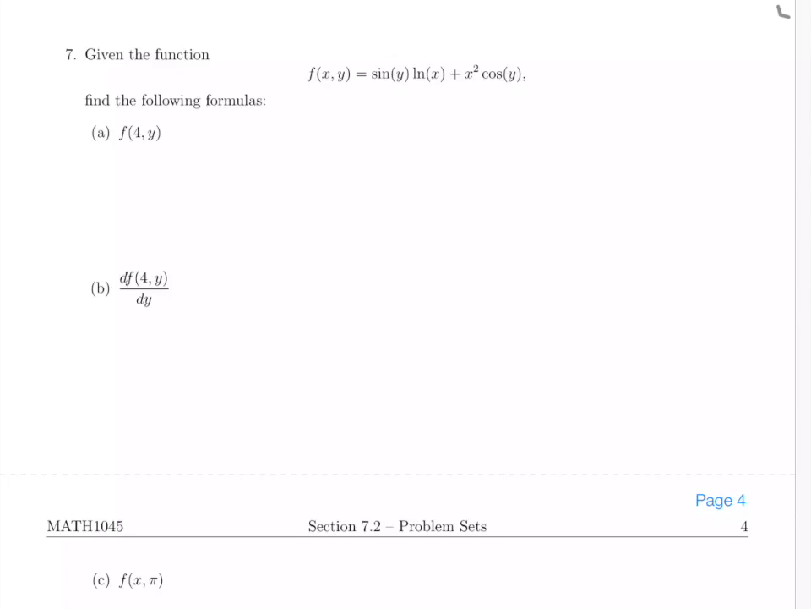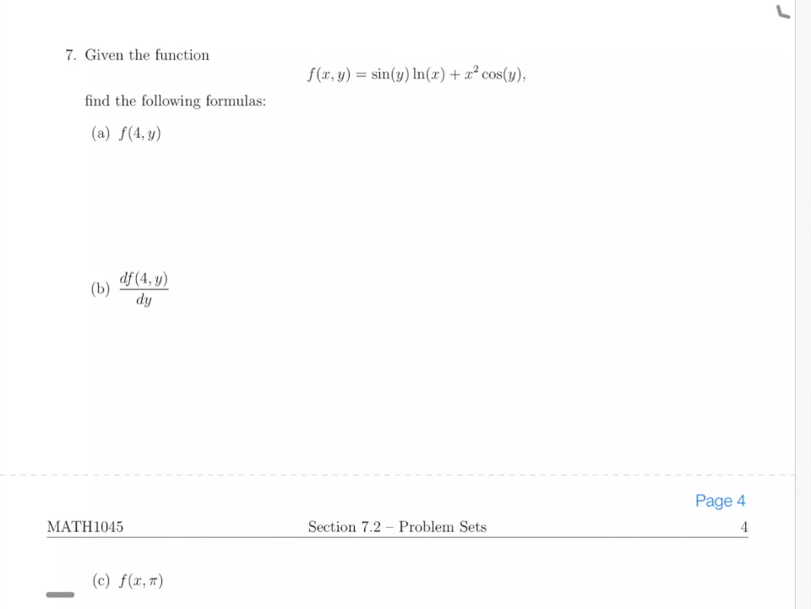Hello everyone, this is problem 7 in section 7.2. In this section, one more time, this is about cross sections and derivatives of cross sections. In this problem, they give you the function f of x, y equal to sine y times ln of x plus x squared times cosine y.